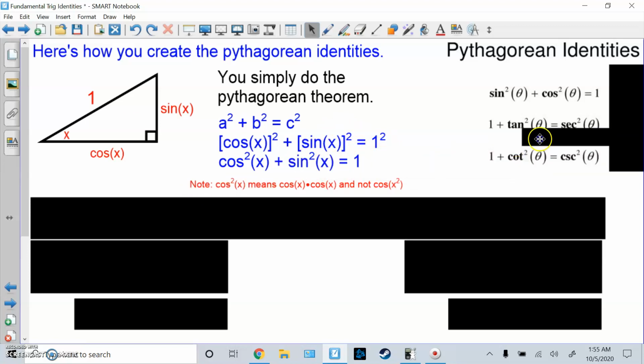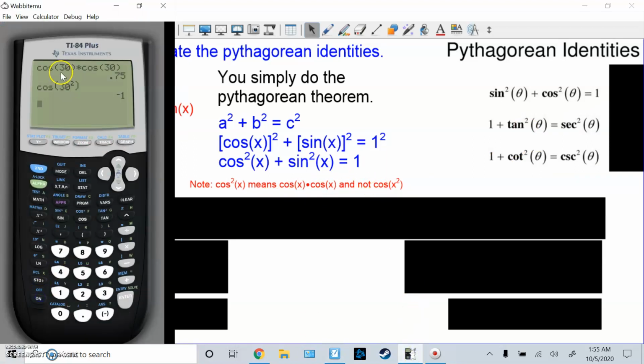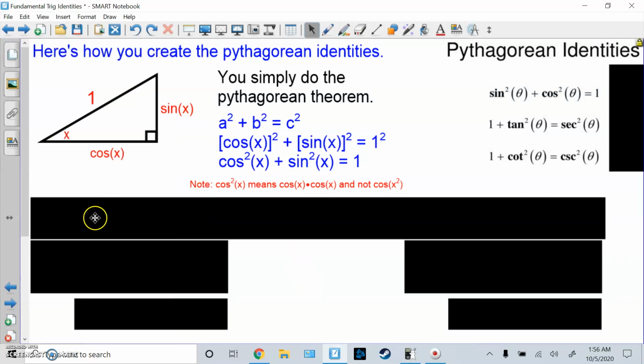Alright, so note cosine squared of x means cosine of x times another cosine of x, and not cosine of x squared. So here, notice I did cosine 30 times cosine 30, I get 0.75. If I do cosine of 30 squared, I get negative 1. Again, cosine x times cosine x means the value of cosine of 30 times another cosine of 30. This is cosine of 900 degrees in this case, and that's just a single angle, right? So we're not trying to do cosine 900, we're trying to find cosine 30, which is root 3 over 2, times another cosine 30, root 3 over 2. Same for sine squared and tangent squared and all that.